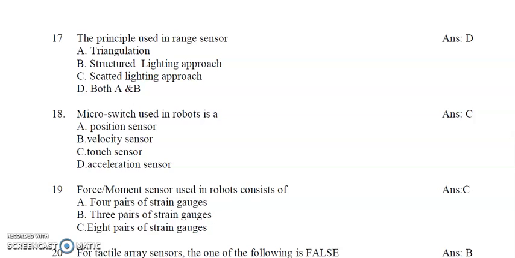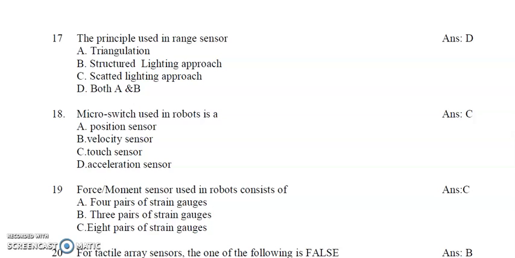Question 18. Micro switch used in robots is A. Position sensor, B. Velocity sensor, C. Touch sensor, D. Acceleration sensor. So micro switch used in robots is a touch sensor. When we use the micro switch and it touches the object, it is going to give a signal. So it is a touch sensor. There are two types of micro switches, analog and digital.